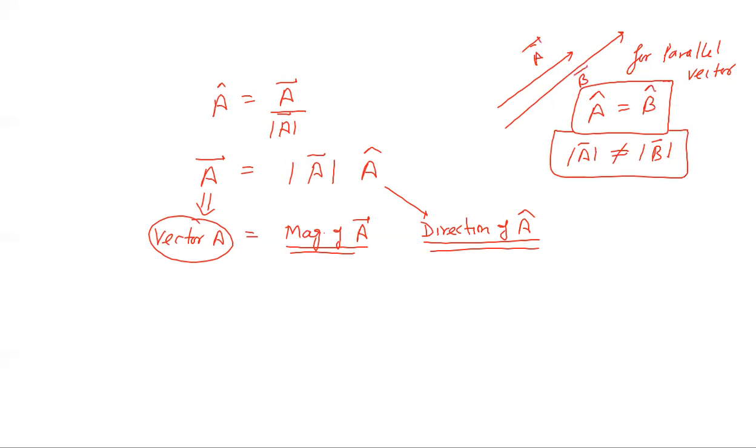But if we are talking about equal vectors, so what we get? A cap equal to B cap and mod of A equal to mod of B. Okay. So in this video, unit vector is clear to all of you. Is there any doubt? Then tell me.